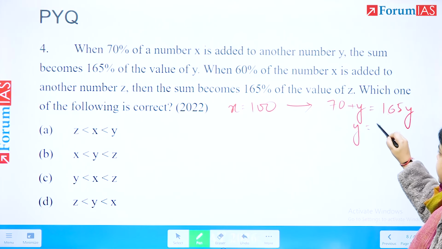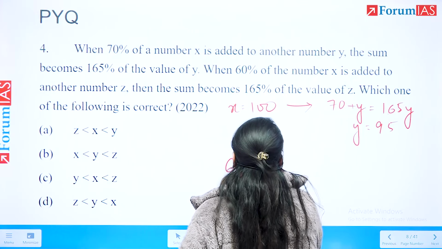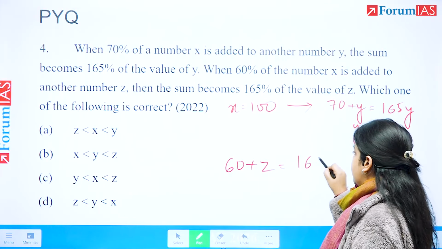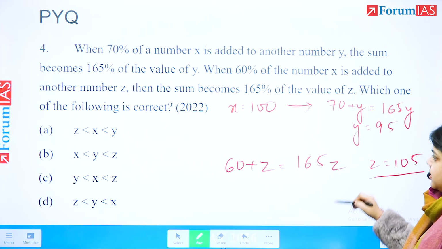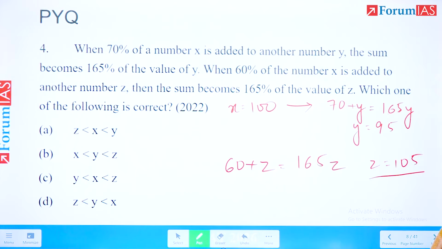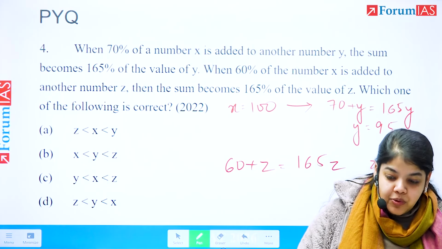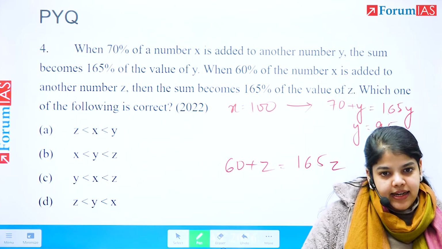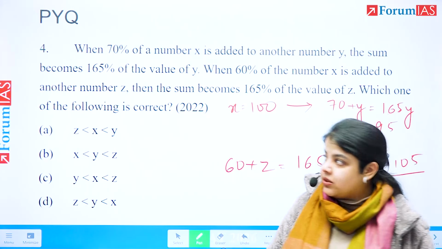Okay, y की value 95. 60 plus z equal to 1.65 z, which means 160. Z is equal to 105. So you've given your answer as C. But opposite. Z has to be the smallest. Approach is right. Don't assume X as 100. Let's take X as X. तो अगर X को X ही रखते तो you will be able to write.